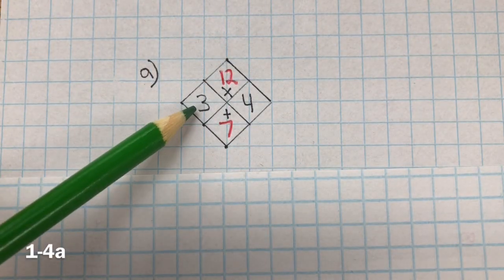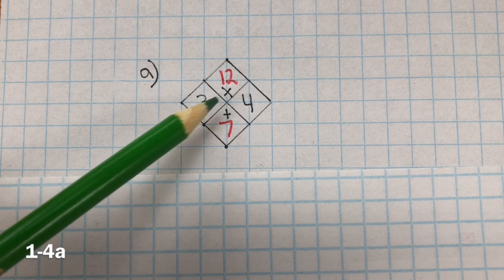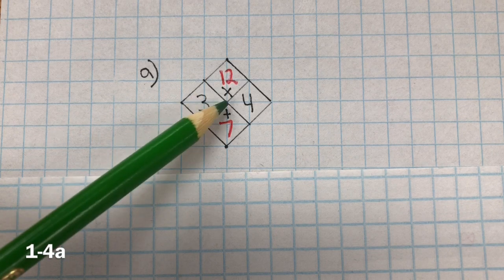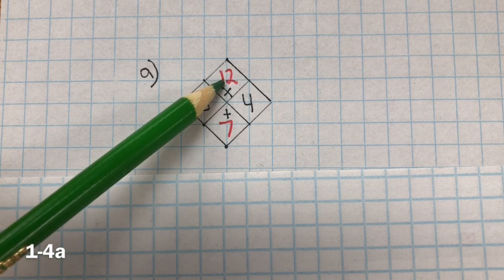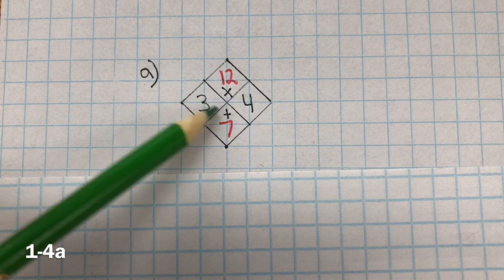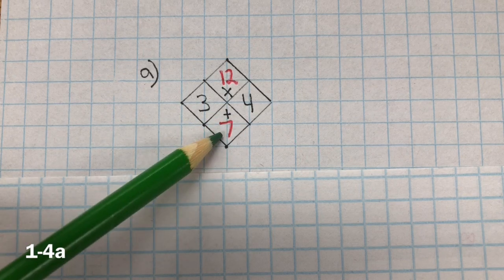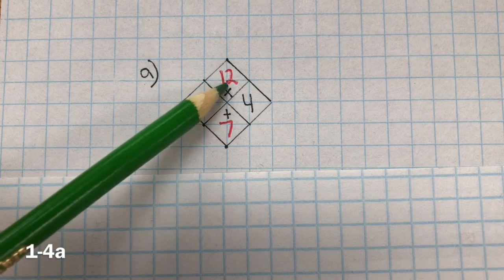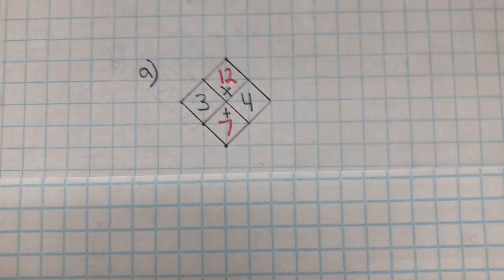For A, if you realize that 3 plus 4 equals 7, 3 multiplied by 4 equals 12. So for the bottom diamond, you're adding these two numbers. For the top, you multiply.